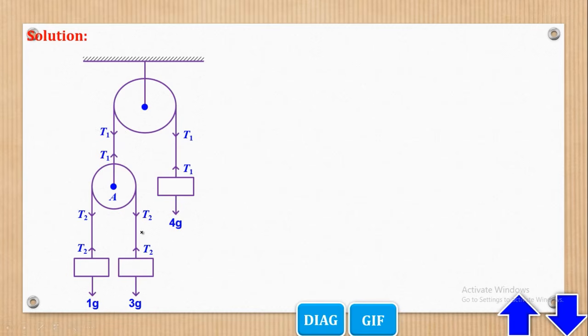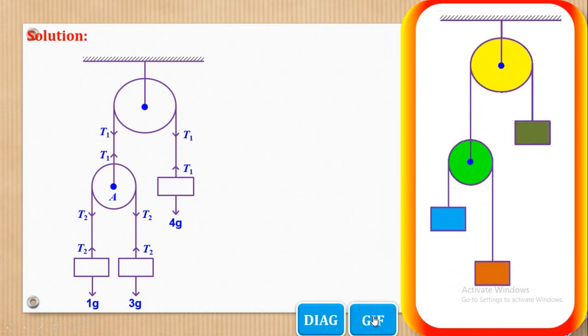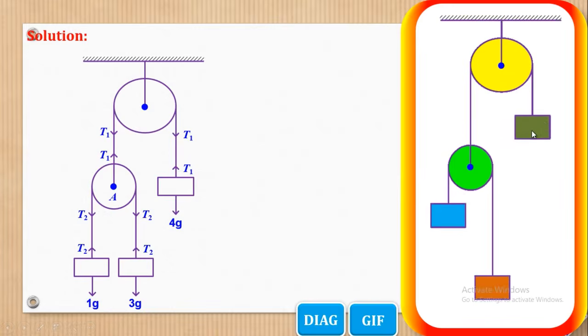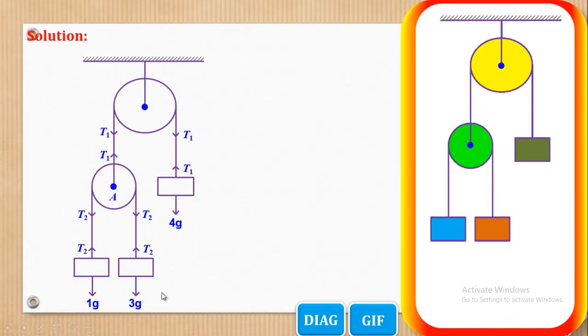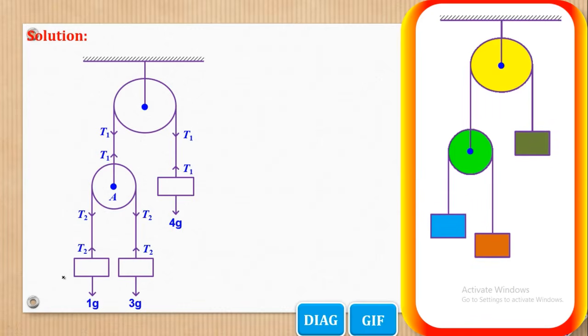Now when the system is released, how does it move? To move in this way, I think we realize that this one moves upwards, this one moves downwards, and this moves downwards, this moves upwards. So how do you know which one moves downwards and which one moves upwards?